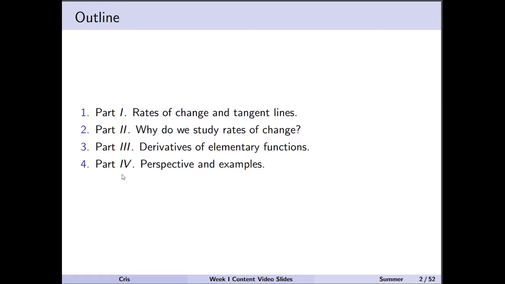Here's an outline of what we're going to talk about today. There's going to be 4 parts. First of all, we're going to talk about rates of change and tangent lines. Tangent lines give us a numerical interpretation of rates of change.